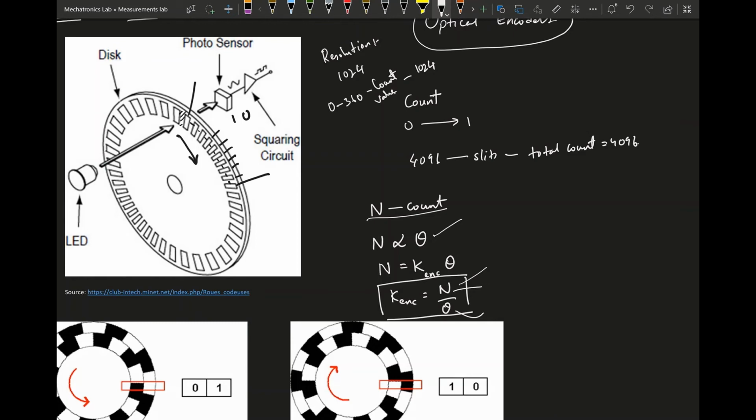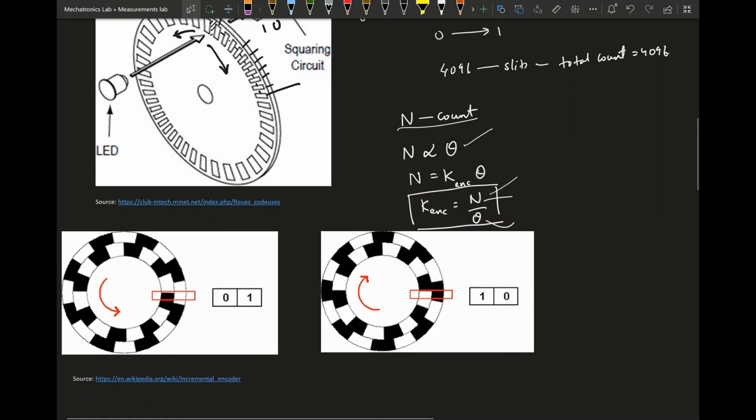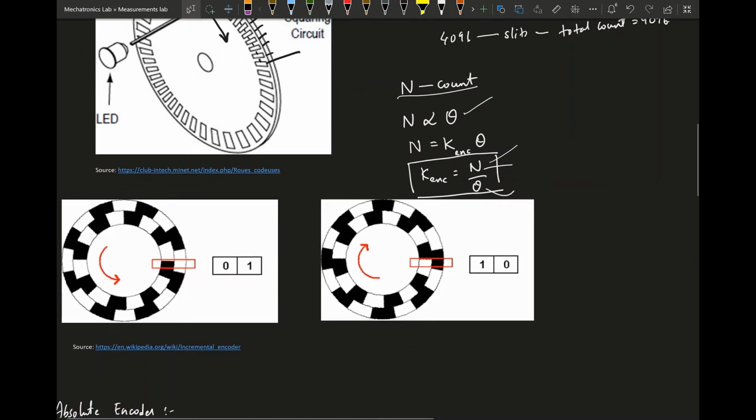But there is a problem in this case. Here you know how much angle the disk moved, but you don't know if it moved in the clockwise direction or anti-clockwise direction, because it would record a count if it moved clockwise, and it would also record if you moved in the anti-clockwise direction, right? So to solve this, what they do is they add two rows of slits instead of one.